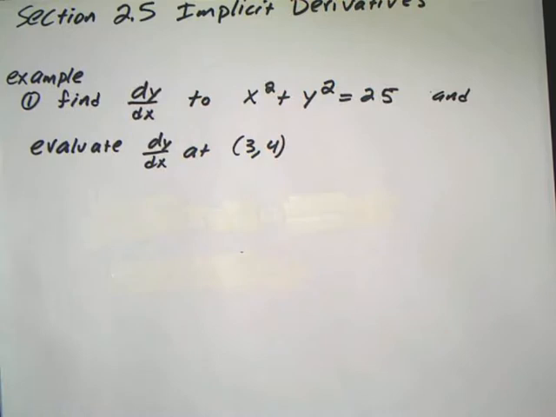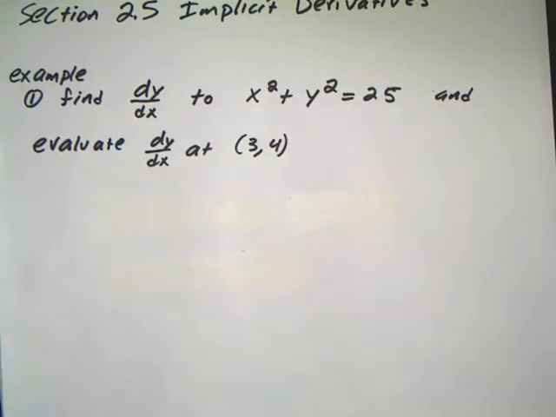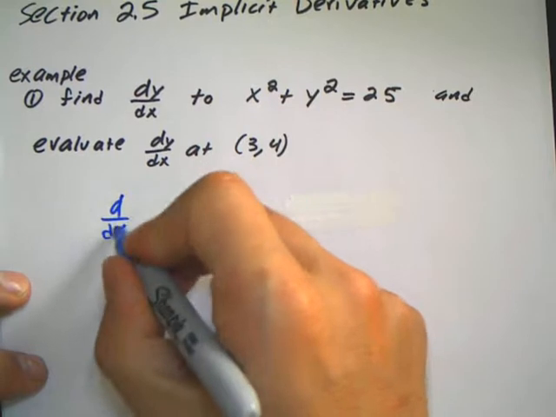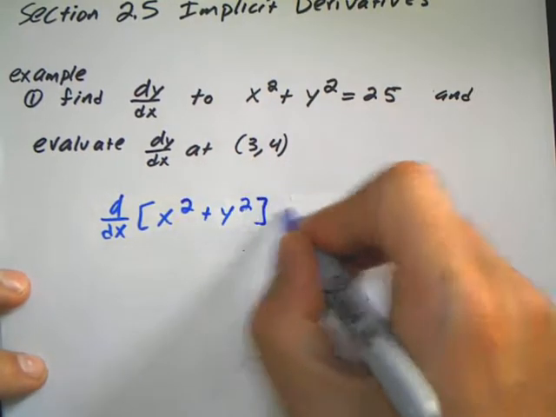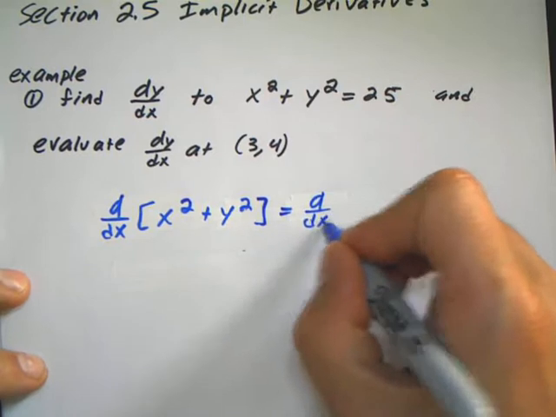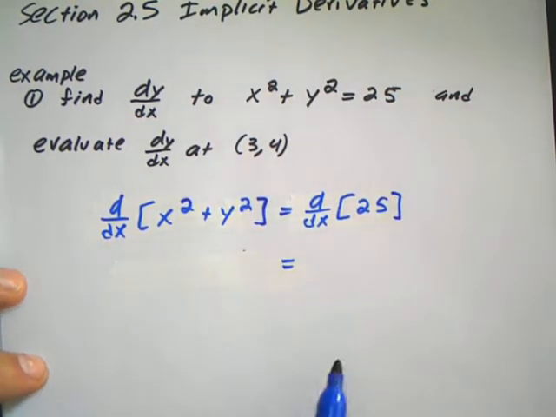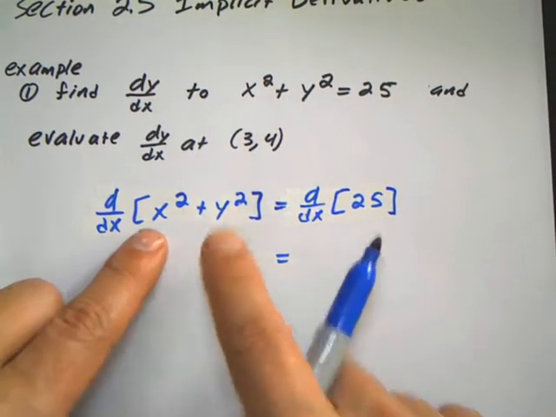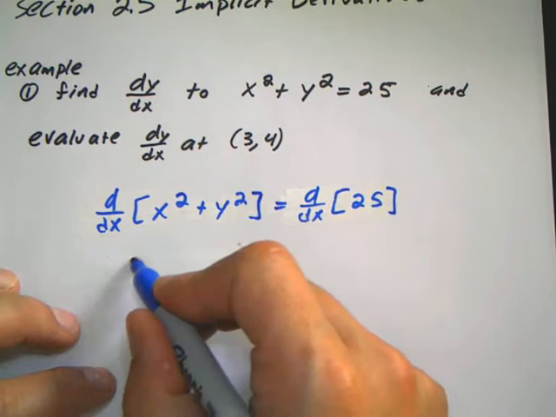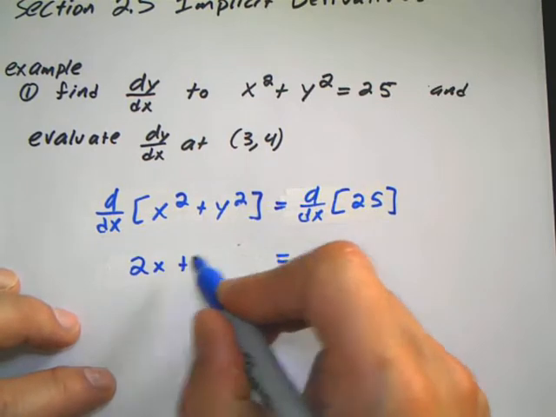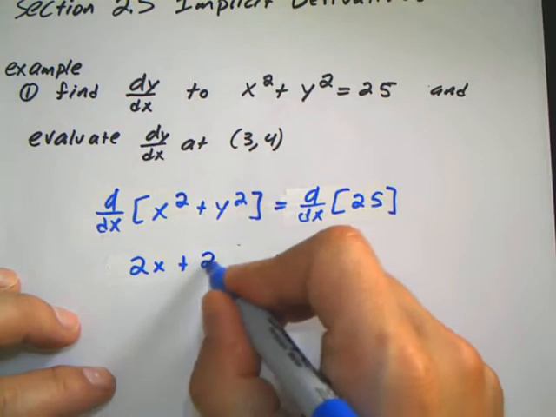So the first step is to differentiate both sides with respect to x. Just like before, I find the derivative of this side, which is x squared plus y squared, and the derivative of the other side of the equal sign, which is just 25. The derivative is still found the same way. I'm going to use the power rule, because it's x to the second, so the derivative is 2x, plus the derivative of y squared, which is still the power rule. It's going to be 2y.